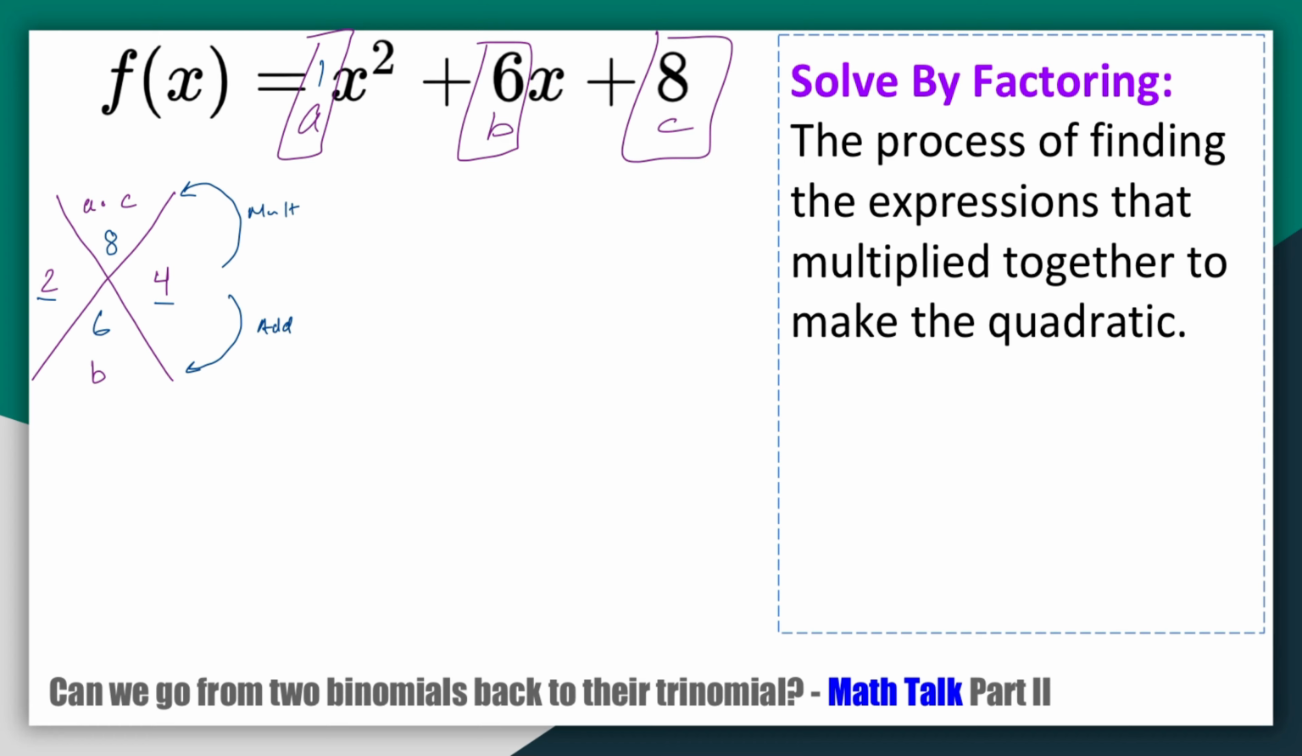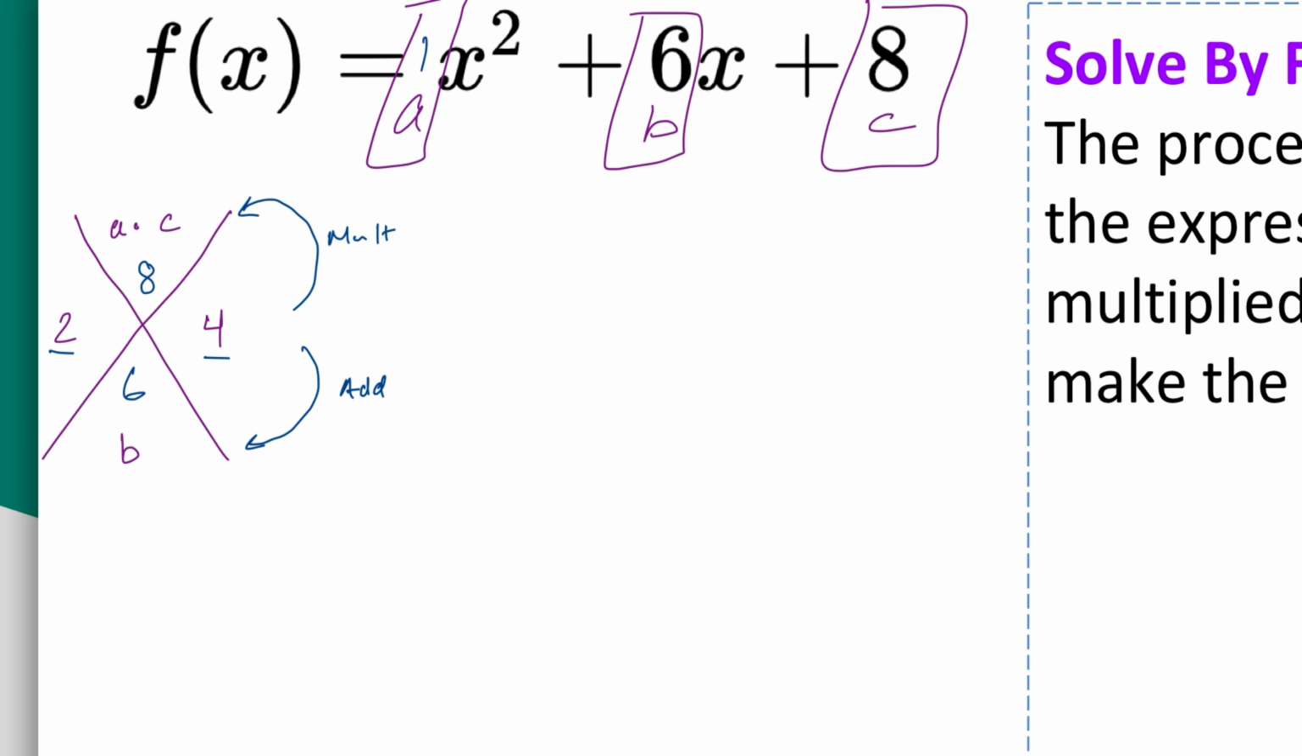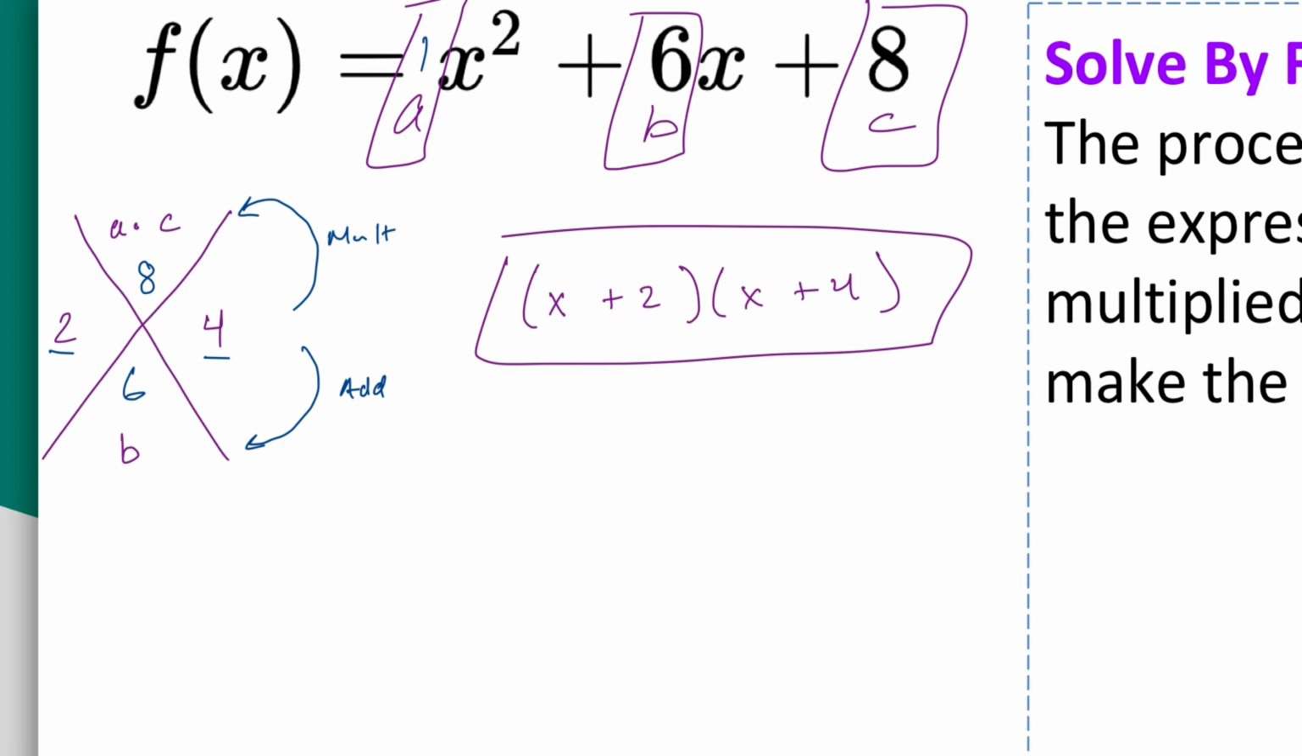That's why the x factor is this way. We're asking, what did we multiply to get our c value? And what did we add to get our b value? So this is a reverse order. Now when a is equal to 1, you can jump from this to your answer. You can say x plus 2 times x plus 4. This would have been it broken down.